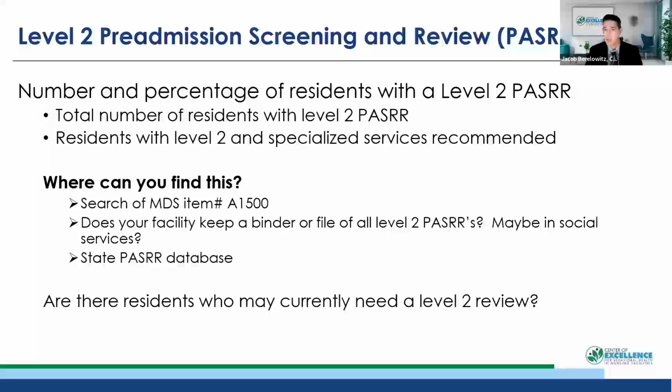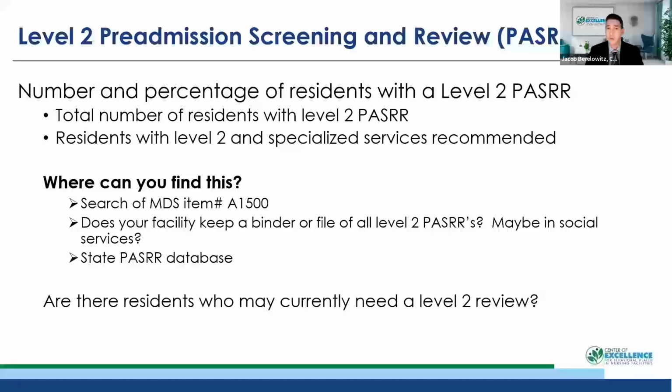We're not really going to focus on developmental disabilities today, right? That's not where we're focusing our energy. But we're going to look at those serious mental illnesses. And so first of all, what is our total number of residents with a level 2 PASAR? And how many of them may have specialized services recommended?